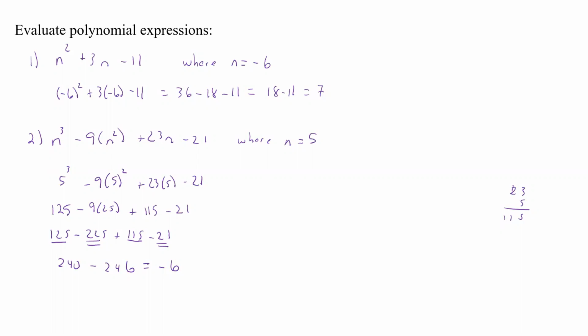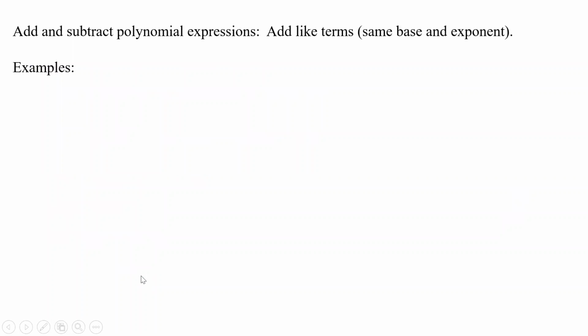All right. So the next thing we're going to do is look at adding and subtracting actual polynomial expressions. The key to doing this is we have to add like terms, and like terms mean the same base and the same exponent. So if you have x squared and an x cubed, those are the same base, but the exponents are different, so we can't add those together. It always has to have the same base and the same exponent to be like terms.